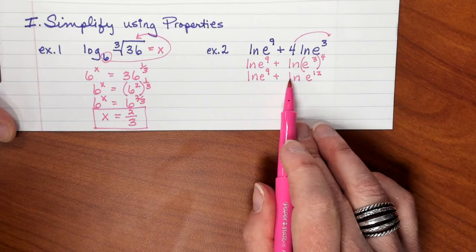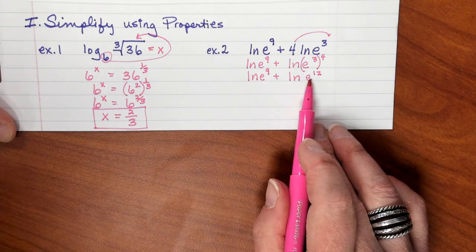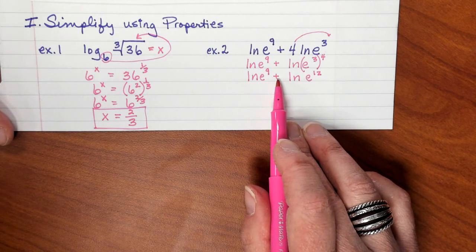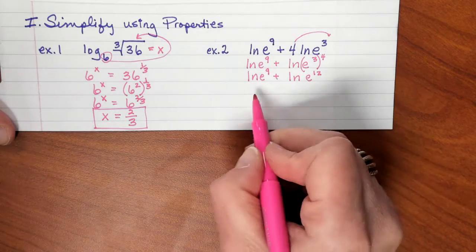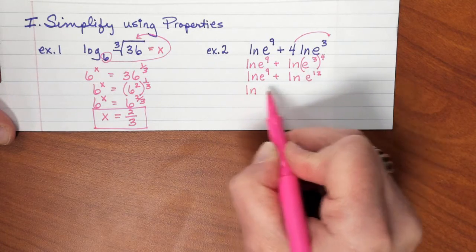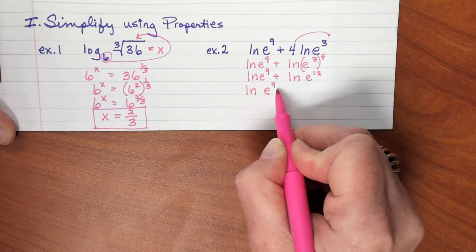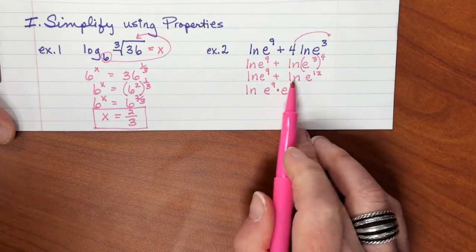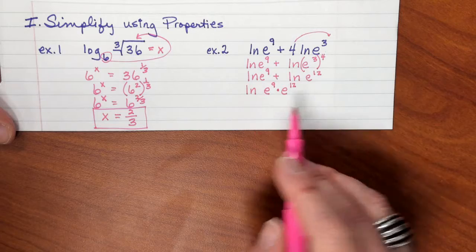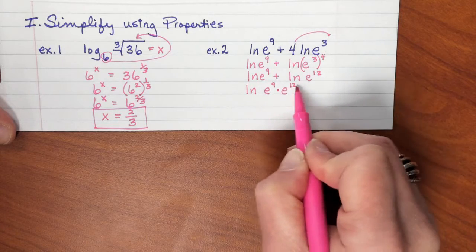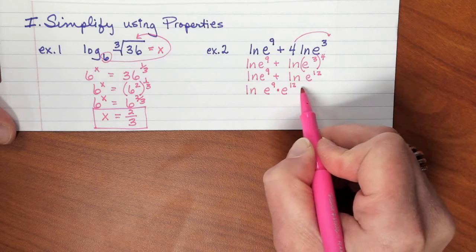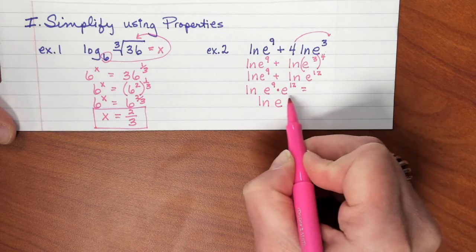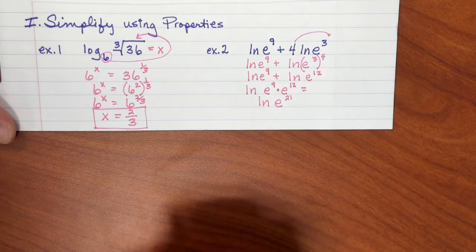They're both natural log, both e to the power. The sum I can condense by the product property, and I can make that I multiply them. So that's equal to the natural log of e to the 9th times the e to the 12th. You notice I condensed it. I only wrote the natural log once. When you have the same base and you're multiplying them, then you add the exponents. So we have the natural log of e to the 21st.